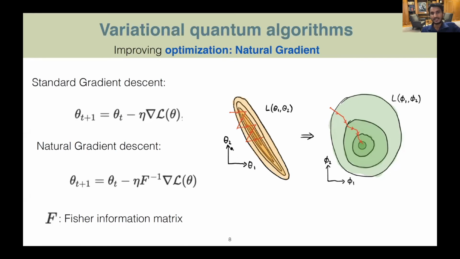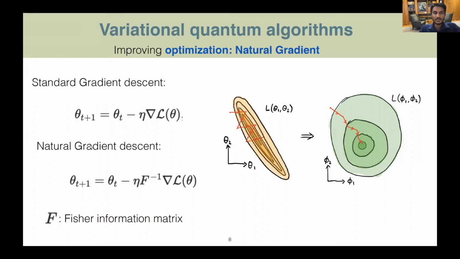In this method, if you have just two parameters, theta 1 and theta 2, let's say they are correlated with each other in some way, and this is the contour of the loss function. Then standard gradient descent just tries to move to a lower loss or cost without knowing anything about the correlation between theta 1 and theta 2, because this gradient is not scaled with anything that has information about the correlation between these parameters.